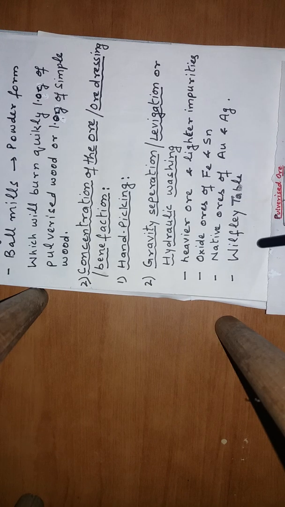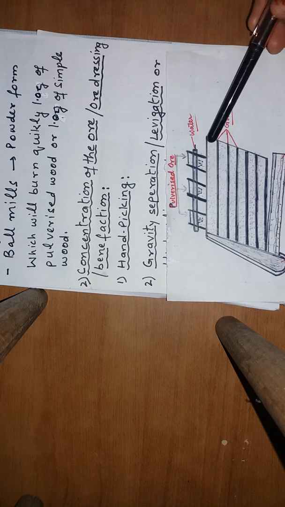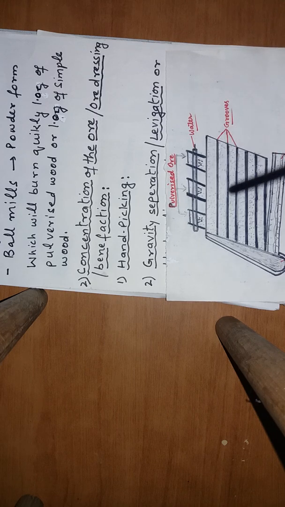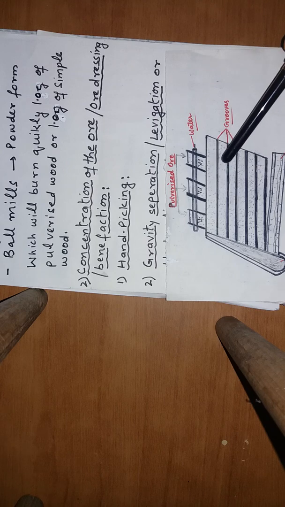Now how is the washing done? Hydraulic washing or the gravity separation is mostly done on the Wilfley table. Now what is the Wilfley table? The Wilfley table is just like the one given in the diagram. It is made up of wood, but it is slanting in position, and it has grooves inside it. Grooves are just like the depressions in our hands, somewhat deeper depressions.